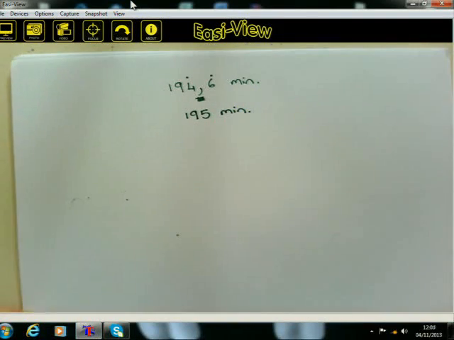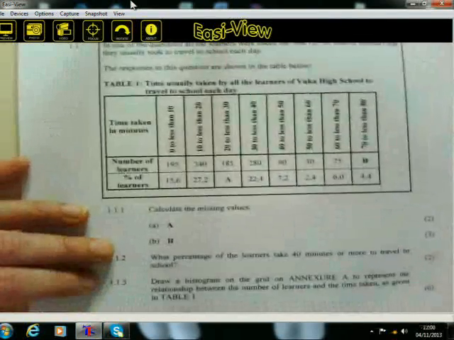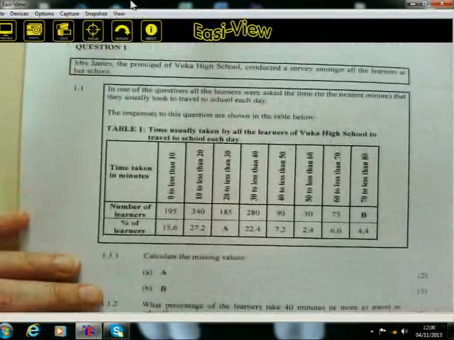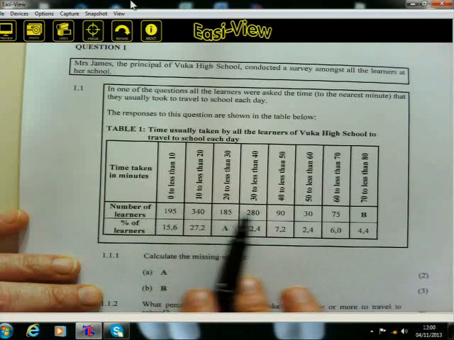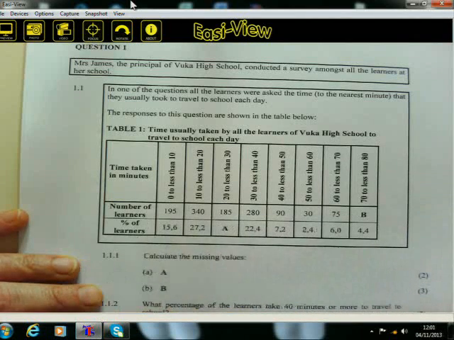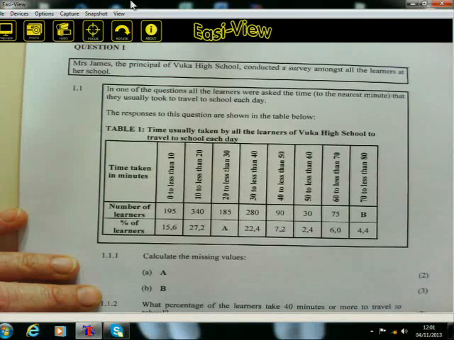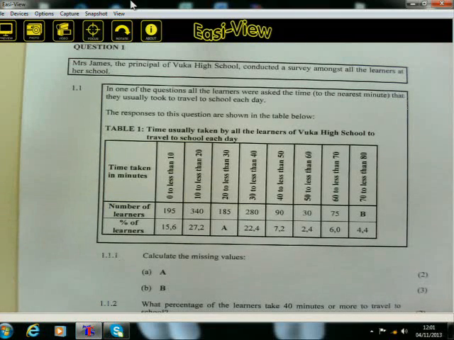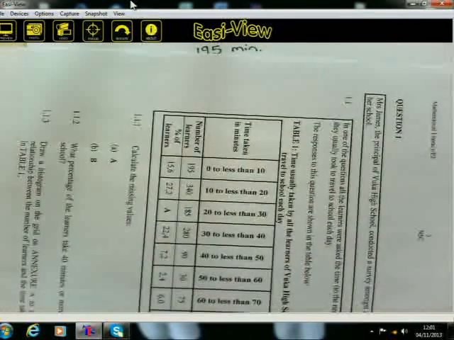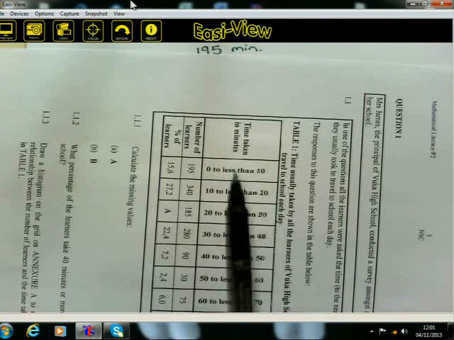So if I am rounding something off to the nearest minute, it means that I do not want a decimal comma. And therefore you will see in none of these numbers there is a decimal comma. They are all rounded off to the nearest minute. Grade 12, it's very important that you must read this very well. If you look at what is standing in each of these columns, very nice.